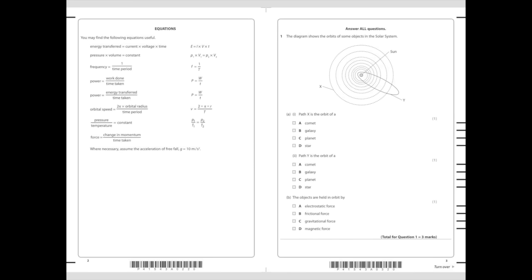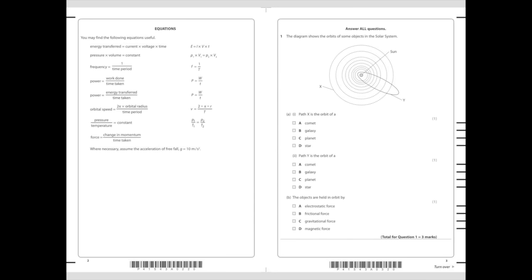The diagram shows the orbits of some objects in the solar system. Path X is the orbit of a, so if you have a look at its path, it is pretty much circular, which means it can't be a comet. It's orbiting the sun, which means it must be a planet, so that is C.